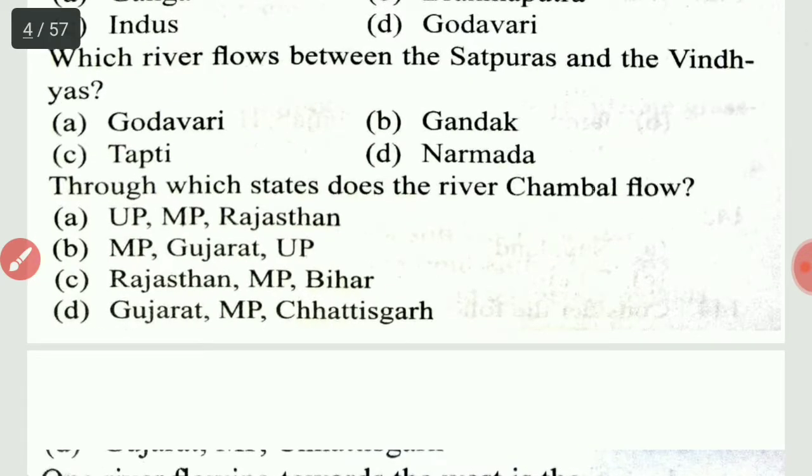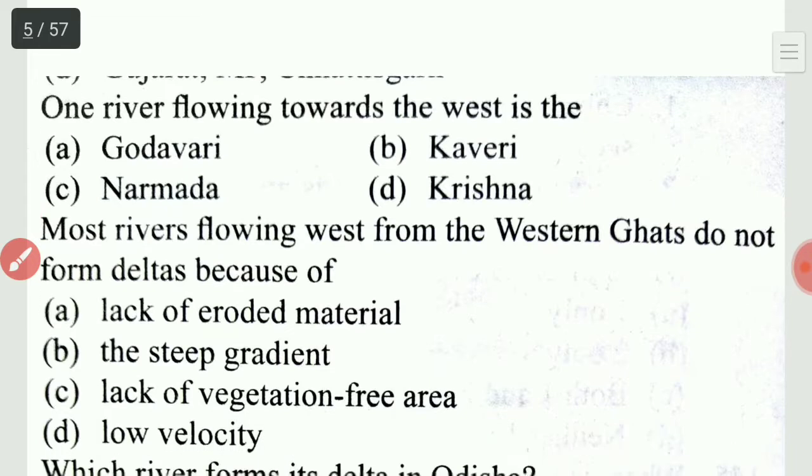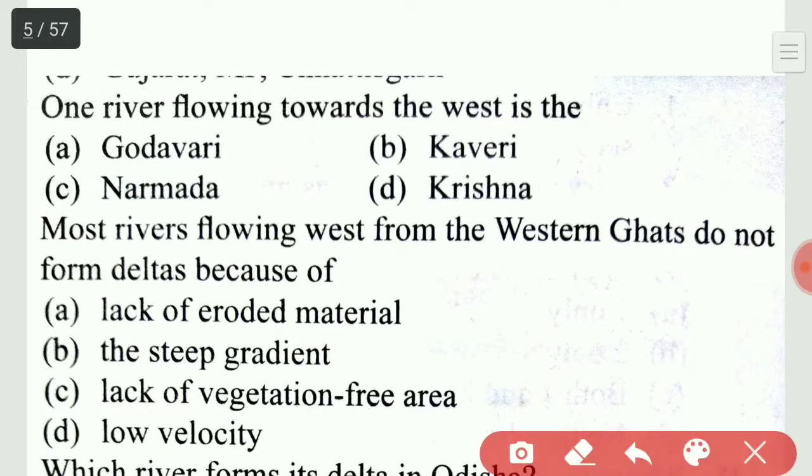Through which states does the river Chambal flow? The states are option A, UP, MP, and Rajasthan. Very, very important question. Next, name a west flowing river. The answer is option C, Narmada.